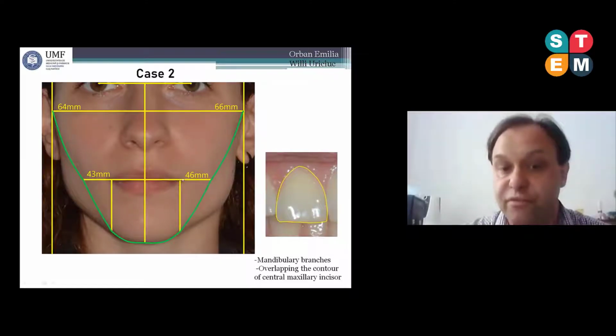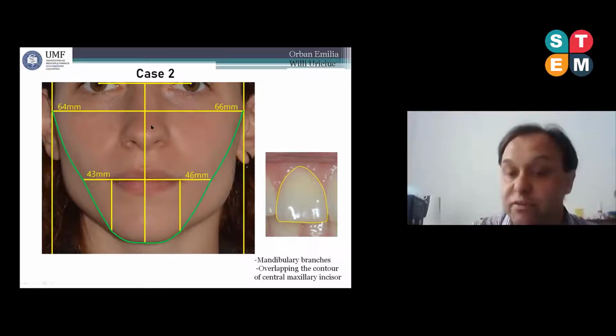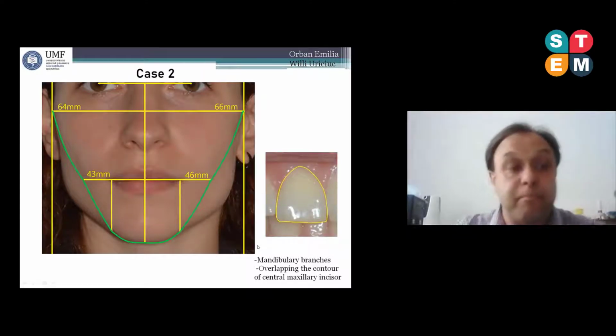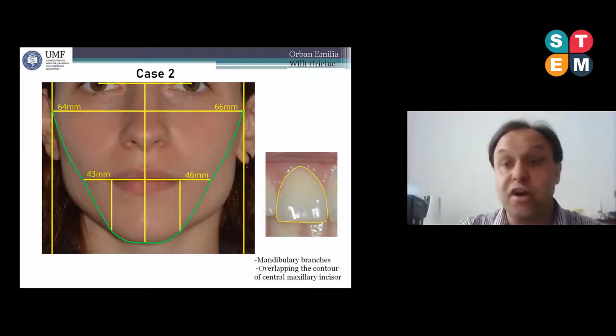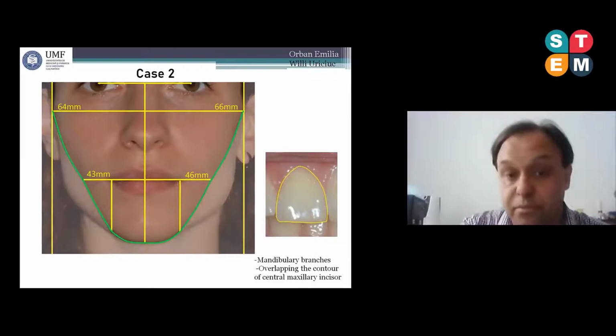The shape of the face is here, where the shadows of the face are. We also have the measurements for the face of the patient. We have the shape of the tooth, and we will see if the patient's tooth overlaps this contour, joining with a good percentage for a good construction.